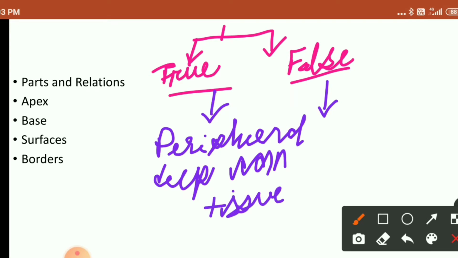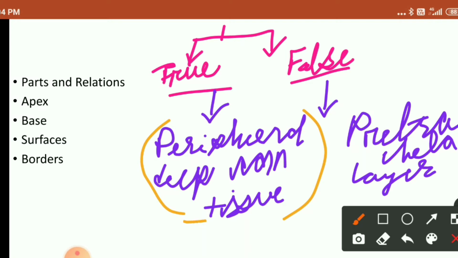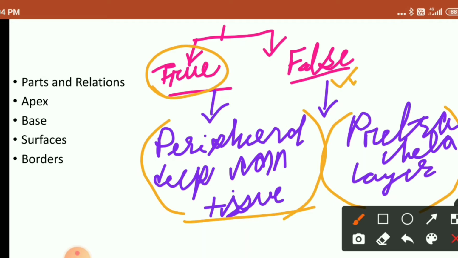On the other hand, false capsule is formed by the condensation of the pretracheal layer of deep cervical fascia. Always remember that this true capsule is highly adherent to the thyroid gland. On the other hand, the false capsule is not adherent. That is why during thyroidectomy, that is the removal of the thyroid gland, we remove the true capsule along with the thyroid gland, but not the false capsule.